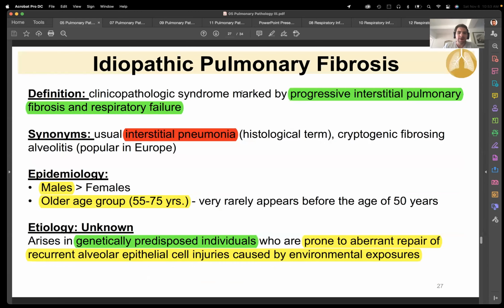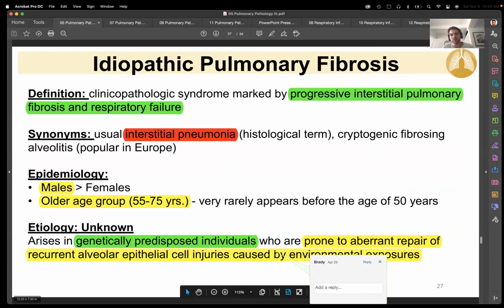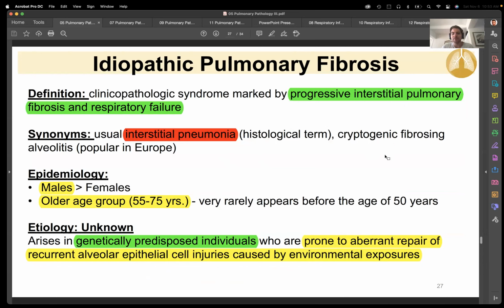So idiopathic interstitial pneumonia, this is a progressive interstitial pulmonary fibrosis that leads to respiratory failure. Being idiopathic, it's a primary problem, which means it generally is going to happen with genetically predisposed individuals, right? So I believe, as it states here, the process is these people aren't able to repair properly. So it's a primary problem with the repair process. If you can't repair, you're going to end up with fibrosis.